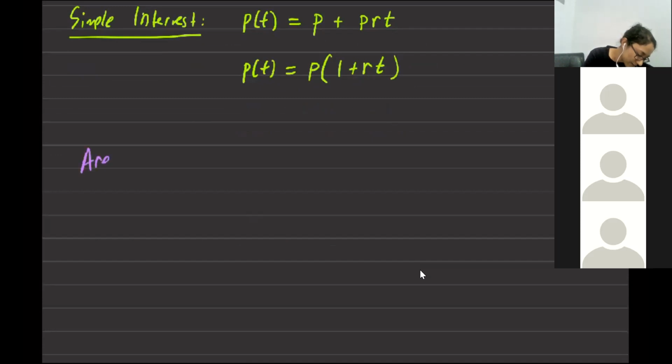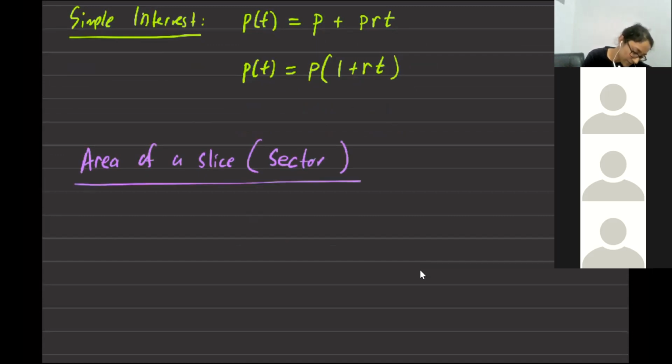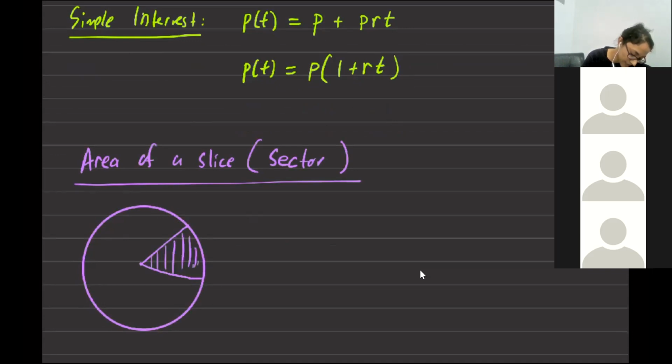So area of a slice, or sometimes we also call it a sector. It means you're just looking at a portion of a circle, not the entire circle. So remember, I told you guys, this is the formula you want to remember. If you have a circle and you're looking at only this much of it, you want to know the area of that. That area is given by 1/2 r squared theta, where theta is measured in radians.